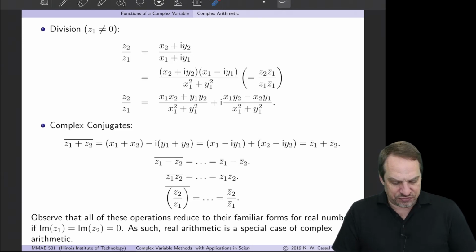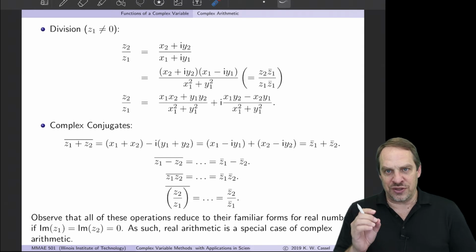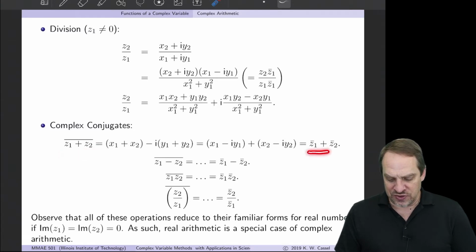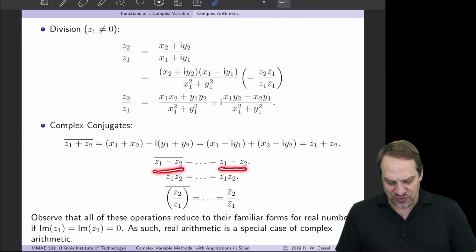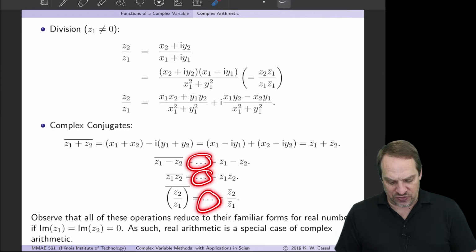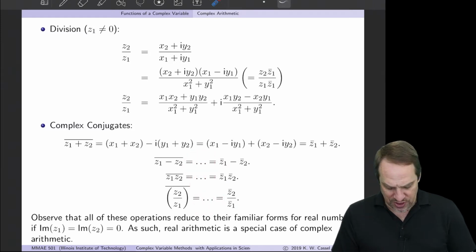Complex conjugates, these are exactly what you would think intuitively. So again, I'm going to run through these quickly. So we have the complex conjugate of the sum is the sum of the complex conjugates. The complex conjugate of the difference is the difference of the complex conjugates. The complex conjugate of the product is the product of complex conjugates. And same thing for the quotient. I've done the details for the first one to illustrate that that is the case, and I'll let you fill in the details for the other three if you're interested in that.